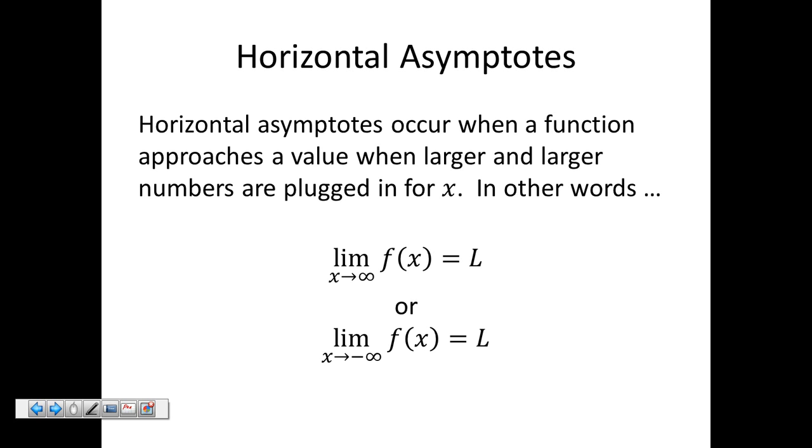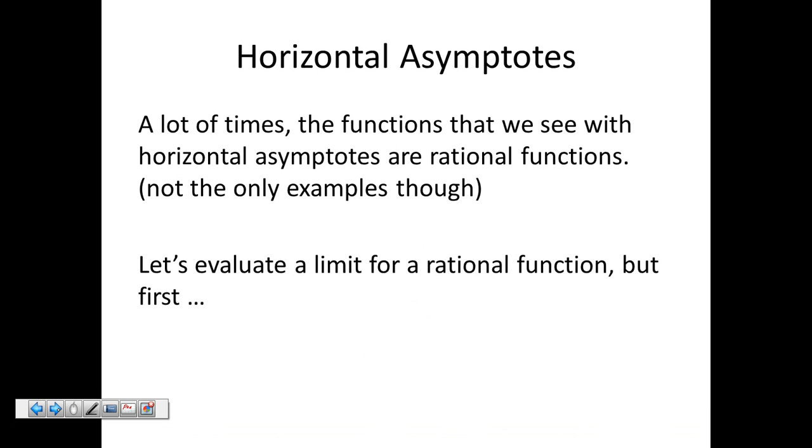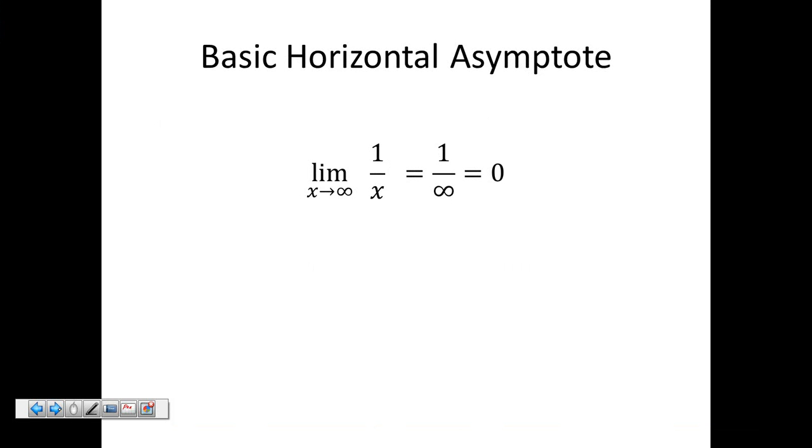And it's totally possible for these limits to equal a number. We'll take a look at some. A lot of times the functions we see with horizontal asymptotes are rational functions again. They're not the only examples though. So let's evaluate a limit for a rational function. But first, here is the most basic horizontal asymptote.